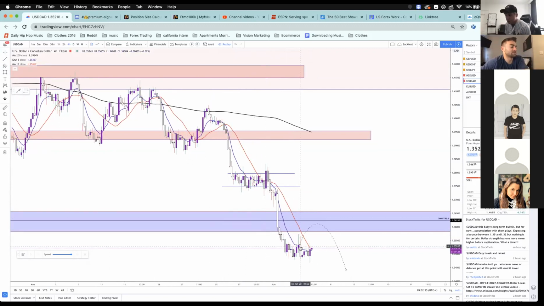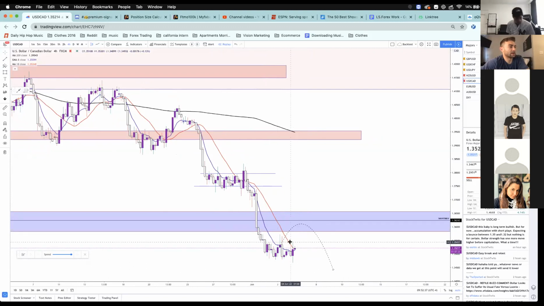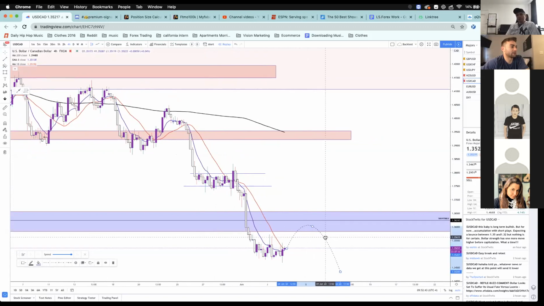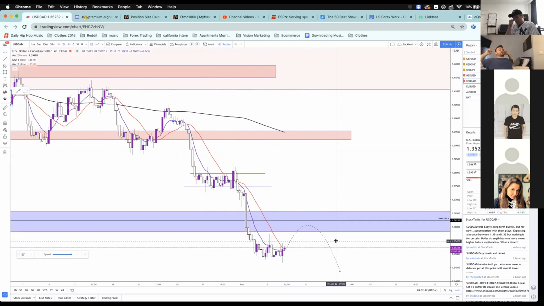We're going to look for something similar to that right now and see how this continues to play out. This could be the same thing. It could pop up. I am looking for it to pop up a little bit and then short. So that is my UCAD. I'm sticking on the higher time frame on this one right now.